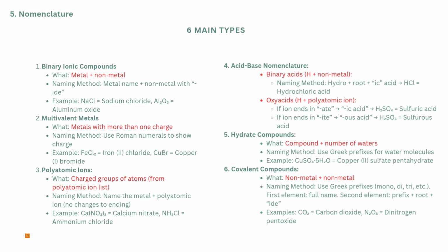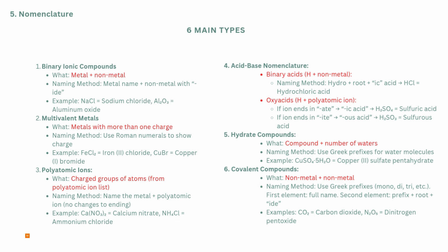Thirdly, polyatomic ions. These are a charged group of atoms. You will need to memorize these names, or you might be provided these on your test. You always name the metal first and then the polyatomic ion. You don't need to change the endings. For example, calcium nitrate.